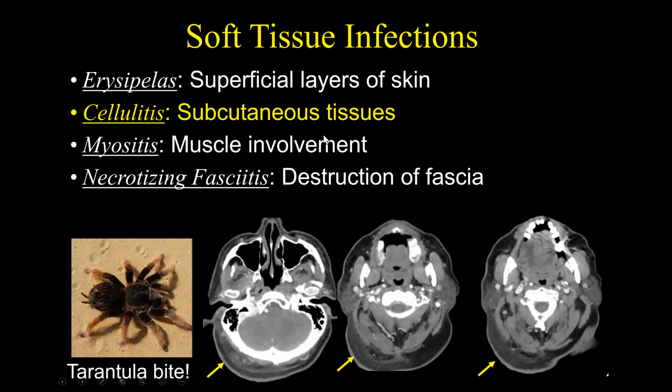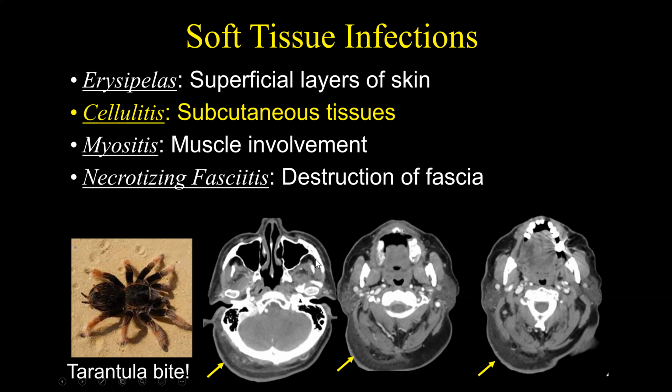So other things that you may see come through the emergency room are various soft tissue infections. When we talk about infections involving the soft tissues, how do we define these? Well, erysipelas is basically just an infection of the superficial layer of the skin, and obviously we tend not to image these. A cellulitis is an infection of the subcutaneous tissues. A myositis is involvement of the muscles, and then necrotizing fasciitis is destruction of the fascia. So let's take a look at these, so we can separate what these look like.